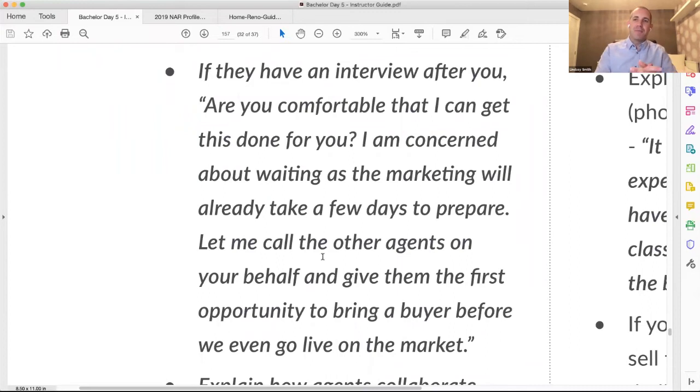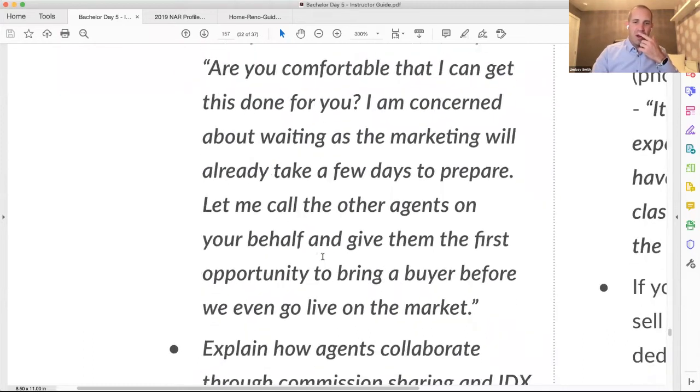But the point here is lots of agents will say, oh, I might have a potential buyer for you. No problem. We'll give them the first opportunity. We'll be nice to them. We'll call them up immediately and give them the first opportunity to bring the buyer before we even go live on the market. But Mr. and Mrs. Seller, please don't wait on this. There's too many things outside of your control, and I can start getting everything done up immediately for this.